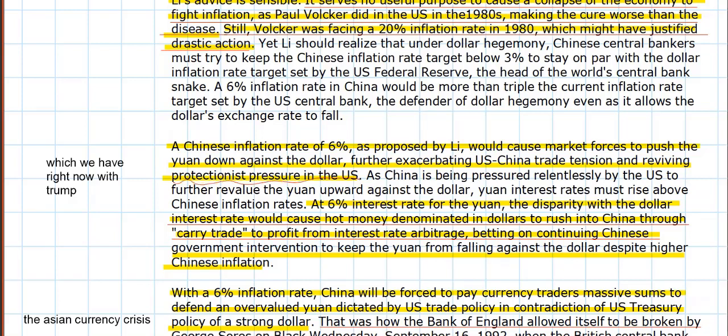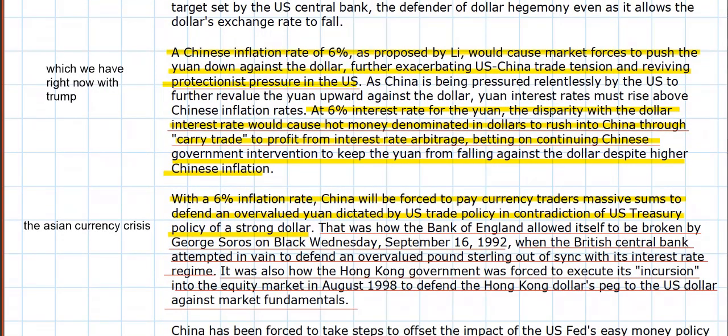Obama really didn't do it, but Trump did. As China is being pressured relentlessly by the U.S. to further revalue the yuan upward against the dollar, yuan interest rates must rise above Chinese inflation rates. At a 6% interest rate for the yuan, the disparity with the dollar interest rate would cause hot money denominated in dollars to rush into China through the carry trade to profit from the interest rate arbitrage, betting on continuing Chinese government intervention to keep the yuan from falling against the dollar despite higher Chinese inflation.